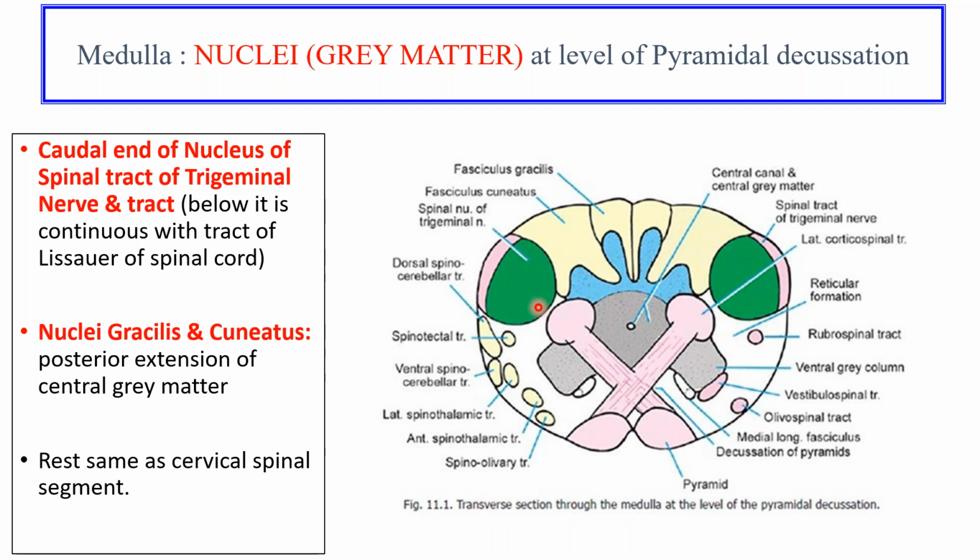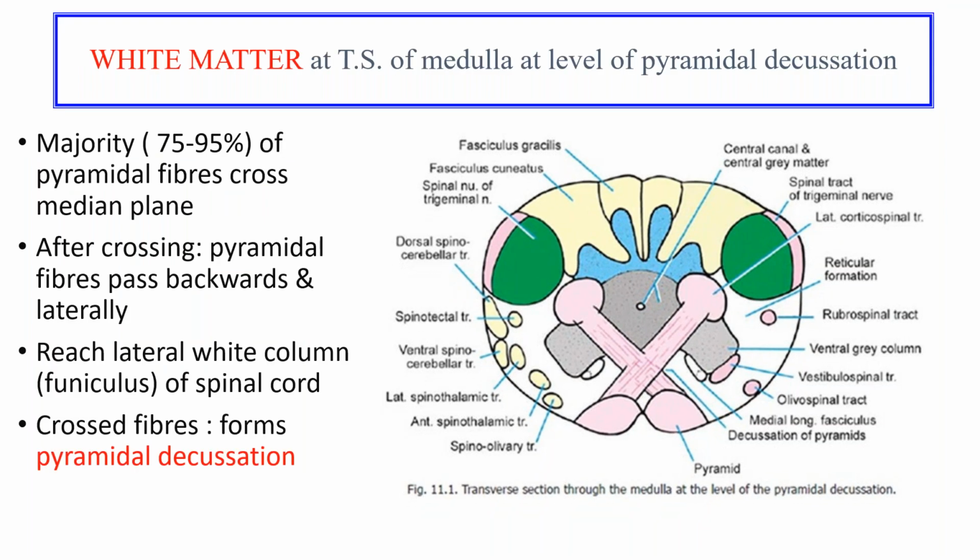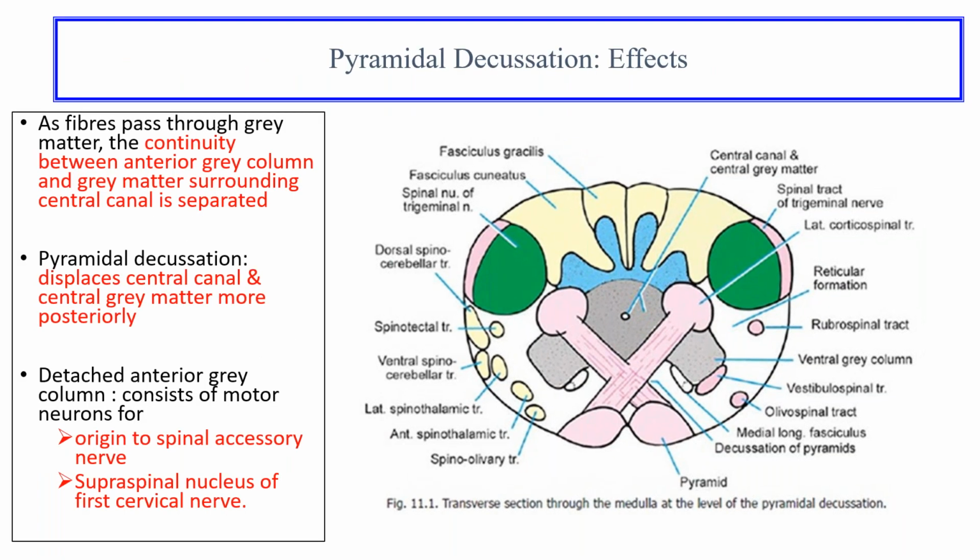Remember, we did this tract in the spinal cord. The majority of the fibers, that is 75 to 95%, were crossing to the opposite side and contributing to the formation of the lateral corticospinal tract, because they are turning backwards and laterally and reaching the white column. So from here, the pyramidal decussation will descend in the form of the lateral corticospinal tract. This we have already discussed.